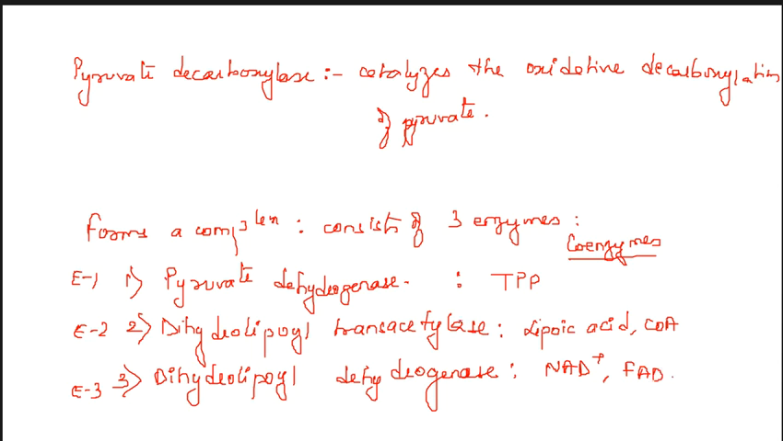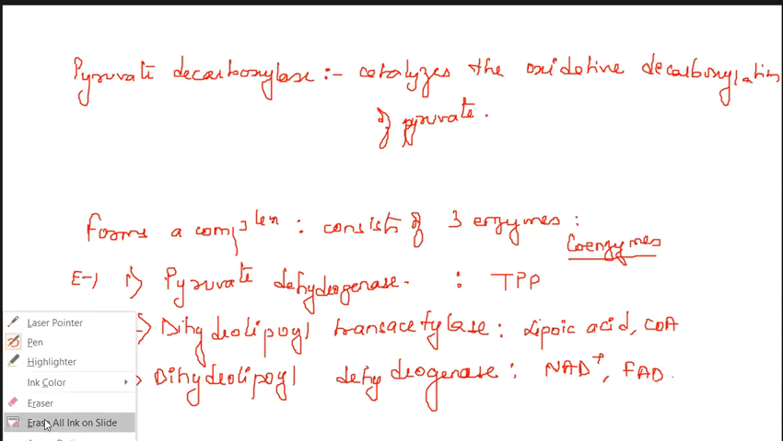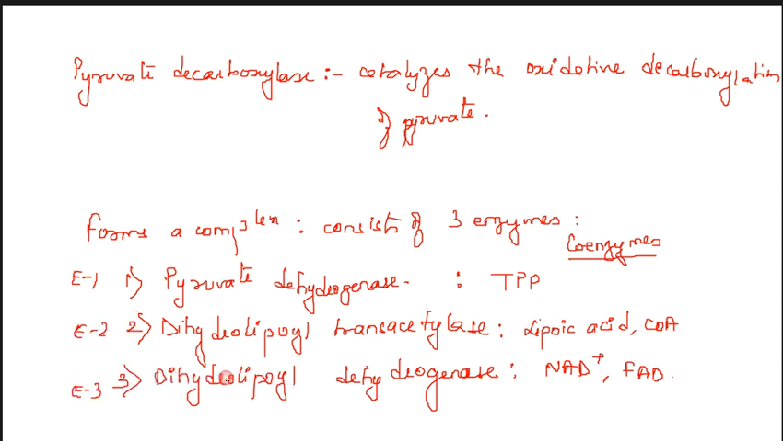There are two ions which inhibit E1. What are those? Arsenite and mercuric ions inhibit E1.